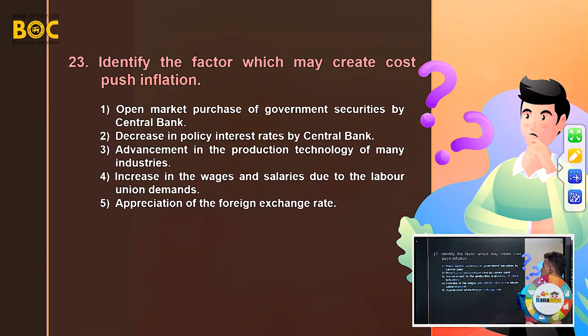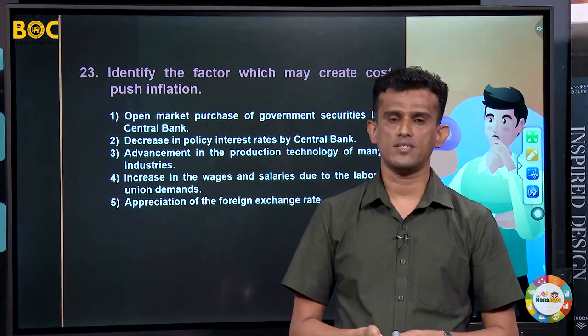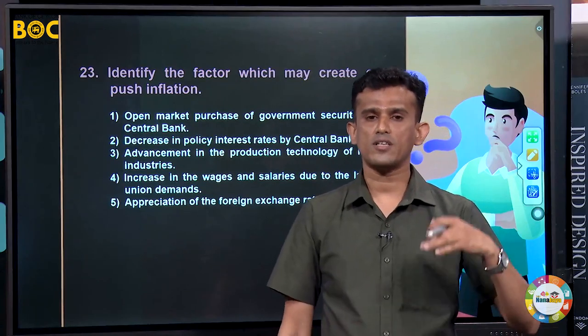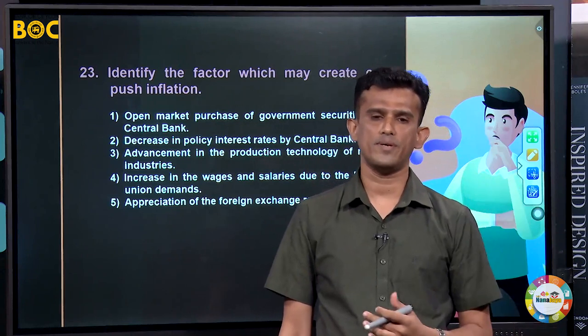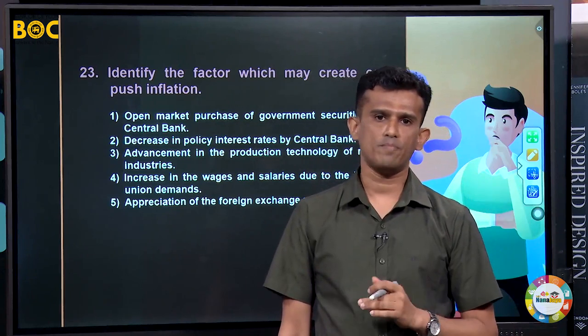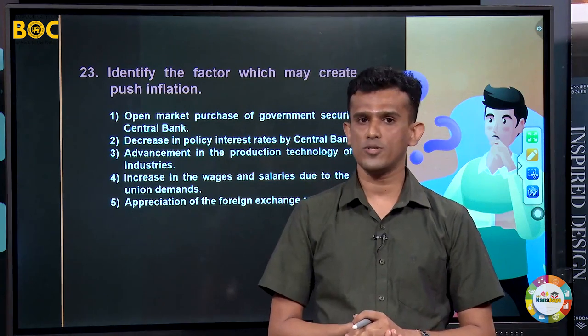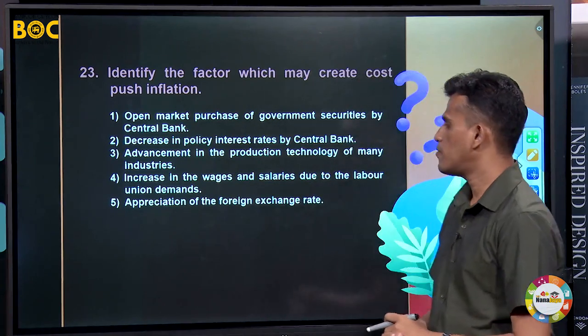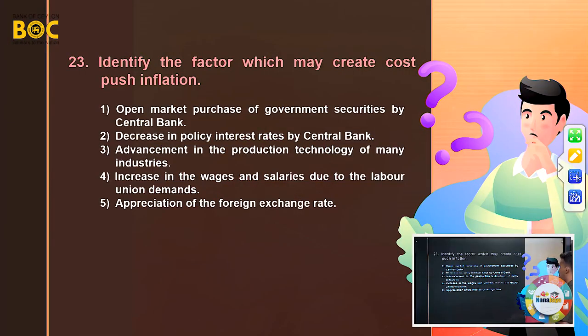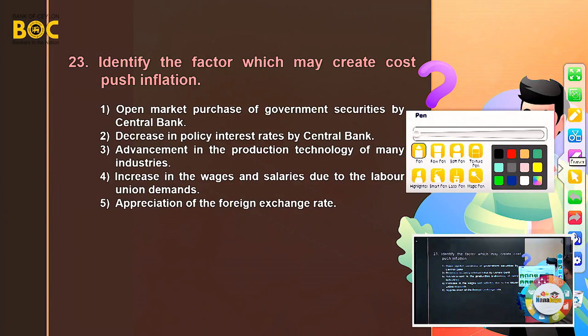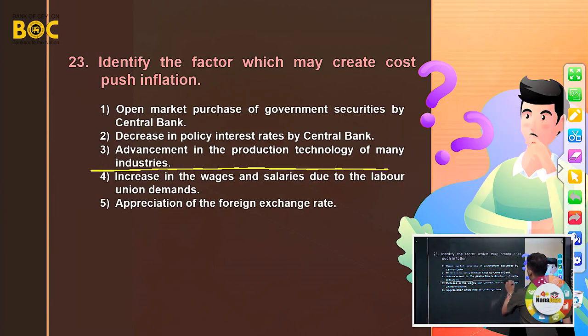Fourth, increase in wages and salaries due to the labor union demands. When the wages and salaries are increased, what happens is, the cost of production definitely goes up, the labor cost increases. Increasing labor cost definitely lead for the cost of production to go up. If cost of production increases, that may lead for a cost push inflation. So therefore, increase in the wages and salaries due to the labor union demands is a reason for the cost push inflation. So we should identify that as the answer.